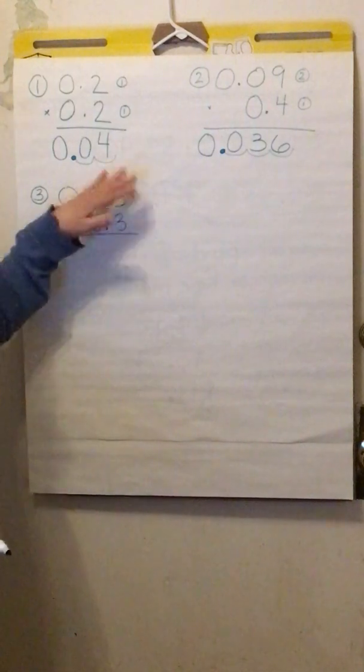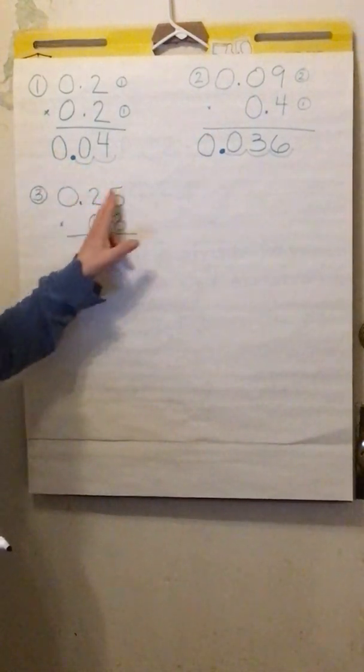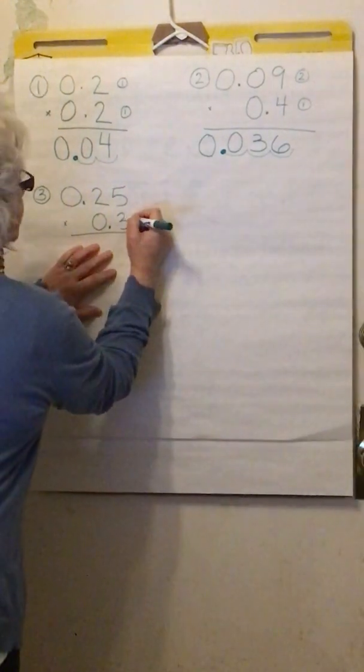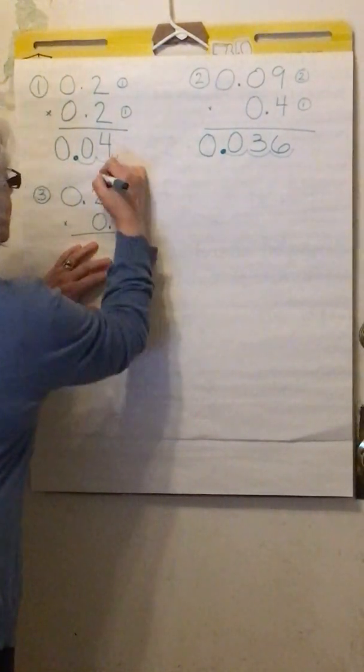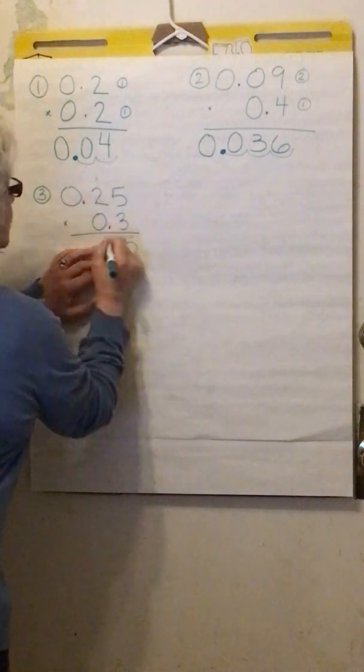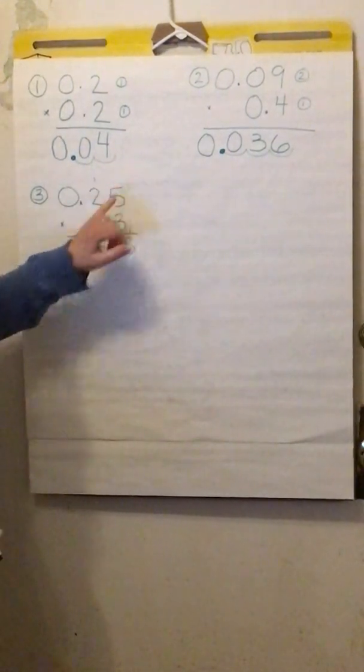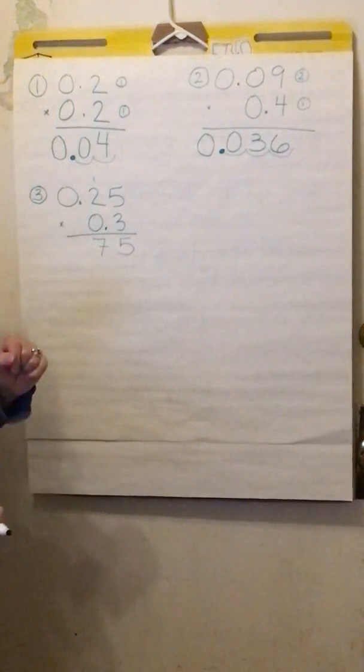So we multiply 25 times 3 just as we typically would. 3 times 5 is 15, carry the 1. 3 times 2 is 6, and 1 is 7. So 25 times 3 equals 75.